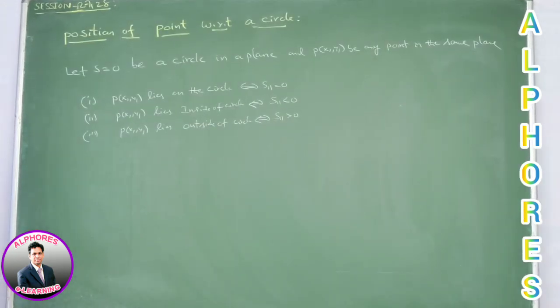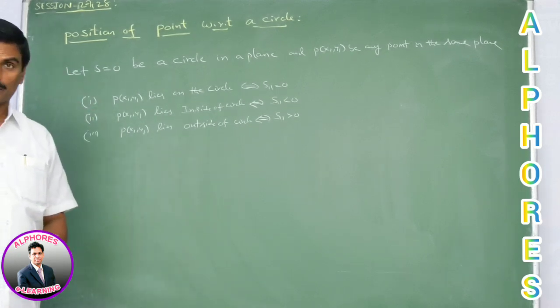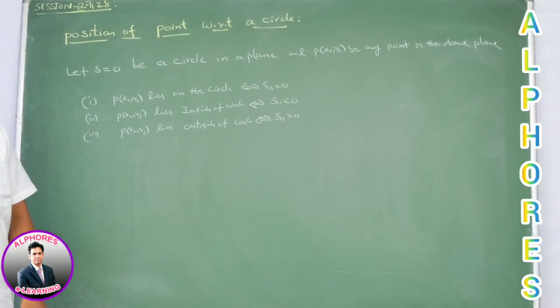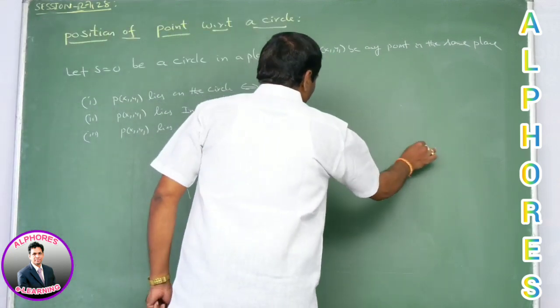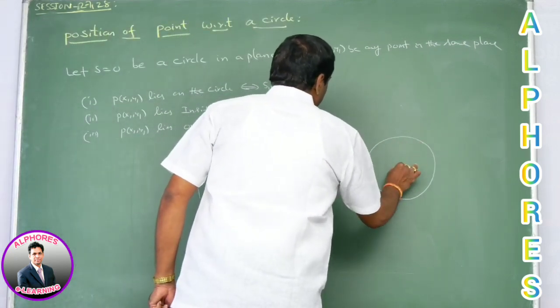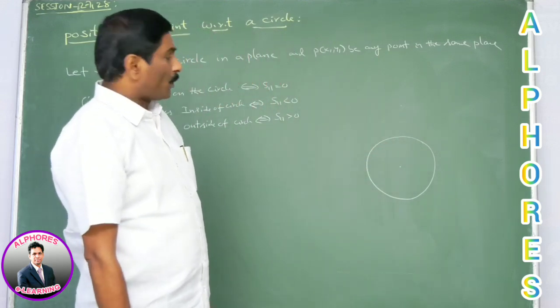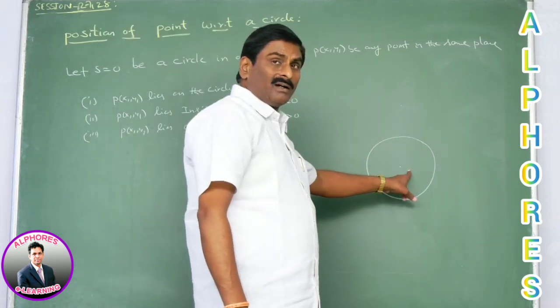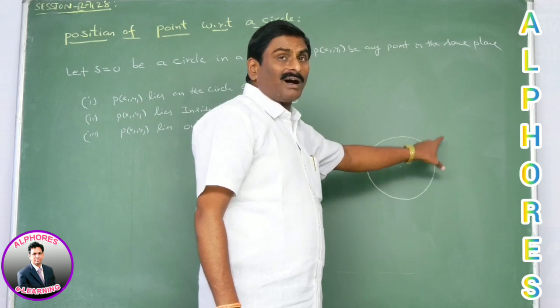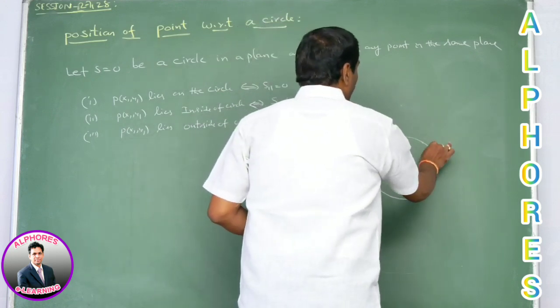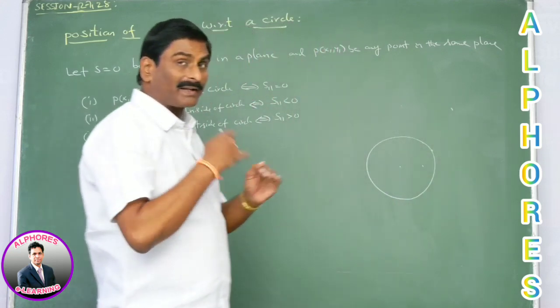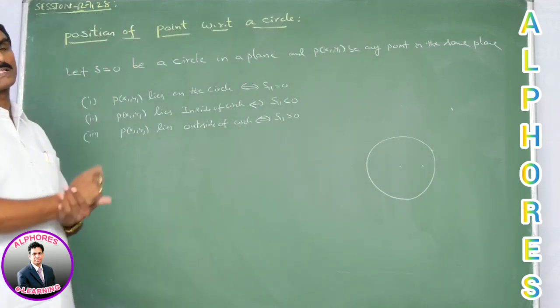Next, position of a point with respect to a circle. Suppose this is the circle. The point lies inside of the circle, or on the circle, or in the exterior of the circle. How do we find the position of the point with respect to the circle?